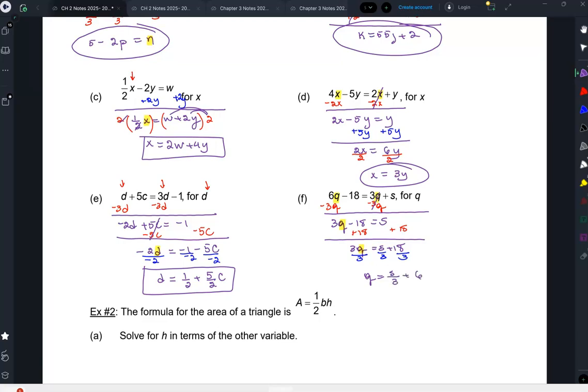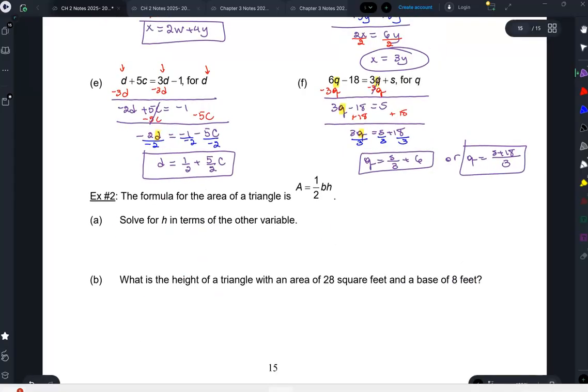Yeah. Now look, another way you can write that is Q equals, do you see how the denominator is the same here? You can just do S plus 18 all over 3. Both of these are the same and they're both acceptable. Okay? All right.